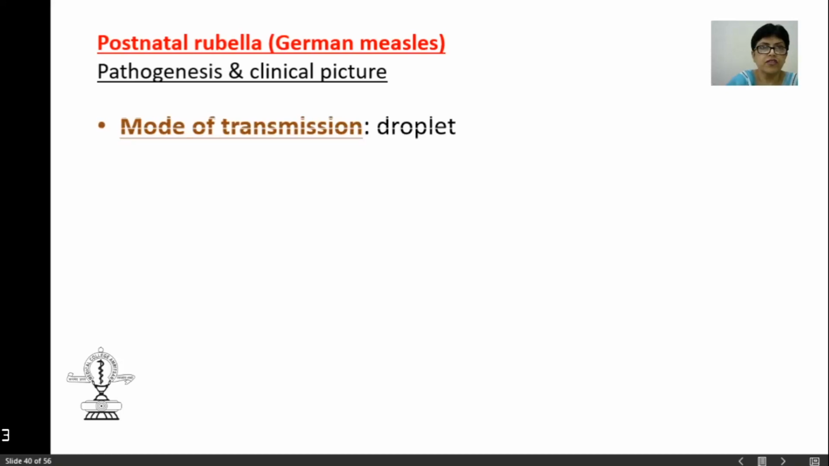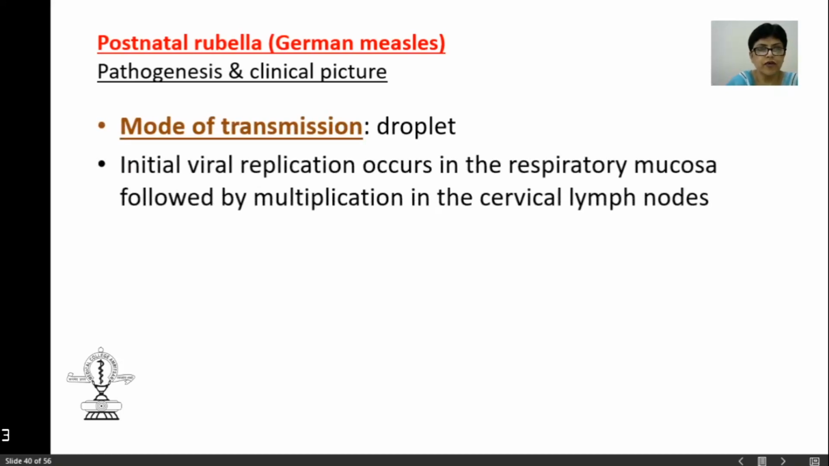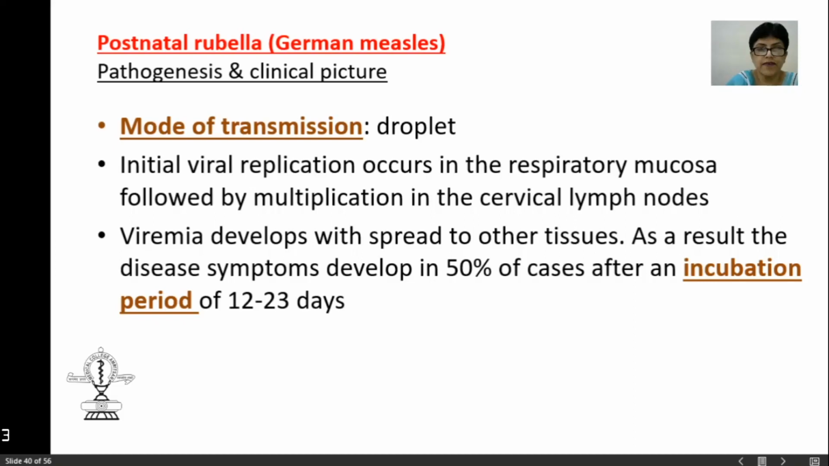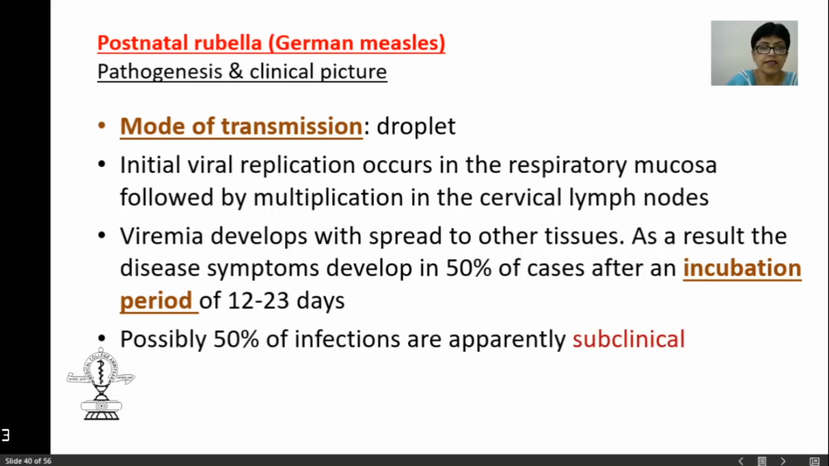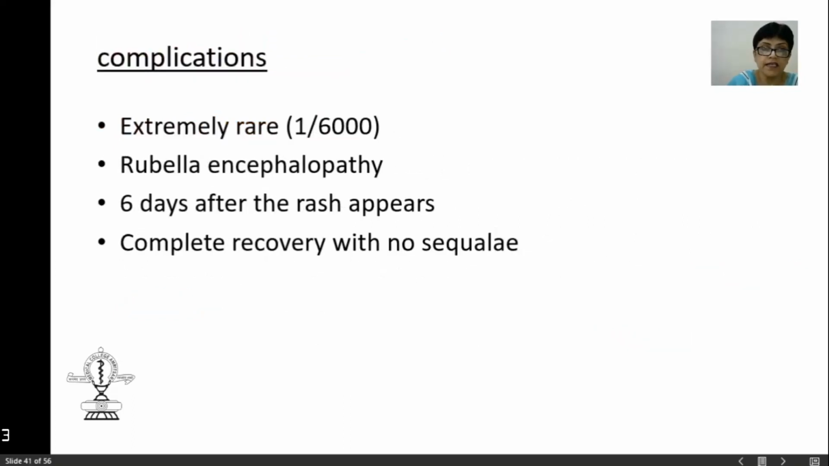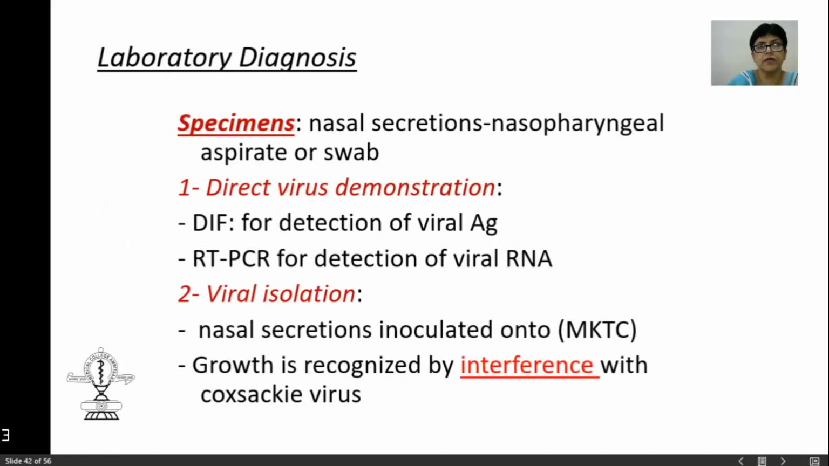Normally, for pathogenesis and clinical picture, we have a droplet infection which causes this virus to replicate in the respiratory mucosa, followed by multiplication in the cervical lymph nodes. After an incubation period of 12 to 23 days, 50% of the time the children will not exhibit any disease. Otherwise, a rash will appear, which generally disappears soon enough, and there is complete recovery with no sequelae.